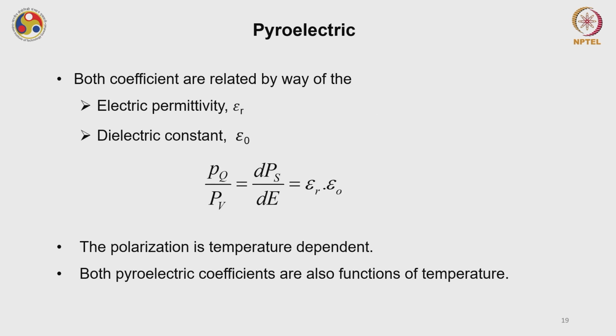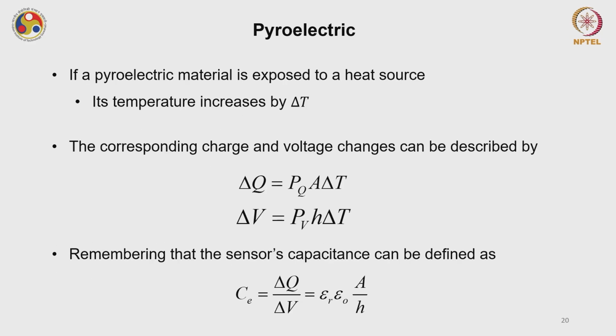Both coefficients are related by the relative permittivity epsilon r and the permittivity of free space epsilon naught. If you divide this PQ by PV, you get del PS by del E, or the differentiation of polarization with respect to the electric field strength, and this is nothing but epsilon r into epsilon naught. The polarization is temperature dependent, we all know. Both pyroelectric coefficients are also a function of temperature, as we have just seen.